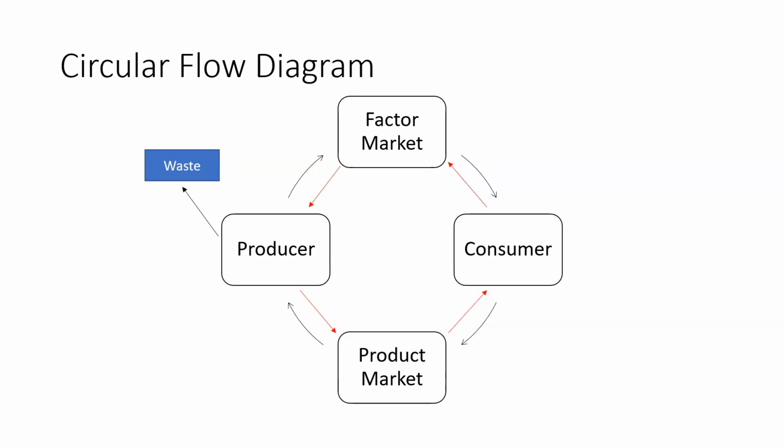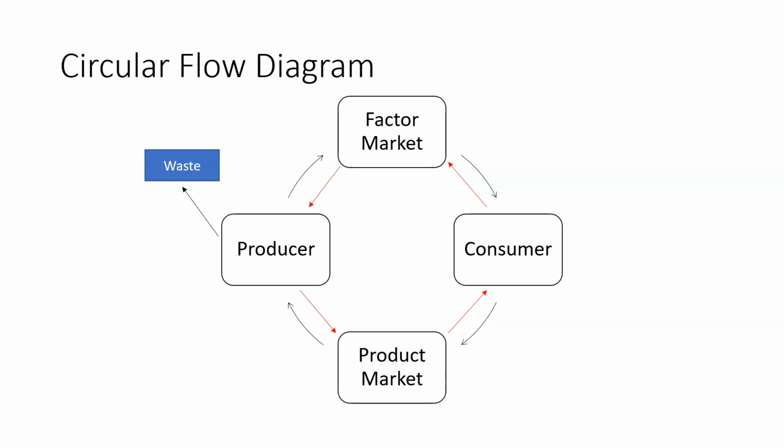Now, there are two markets in which consumers and producers meet. One of them is the factor market. The factor market is the market for inputs into production. That means anything that goes into making something else is bought and sold in the factor market. The other market is the product market, and the product market is the market for final goods and services, things that do not go back into production.